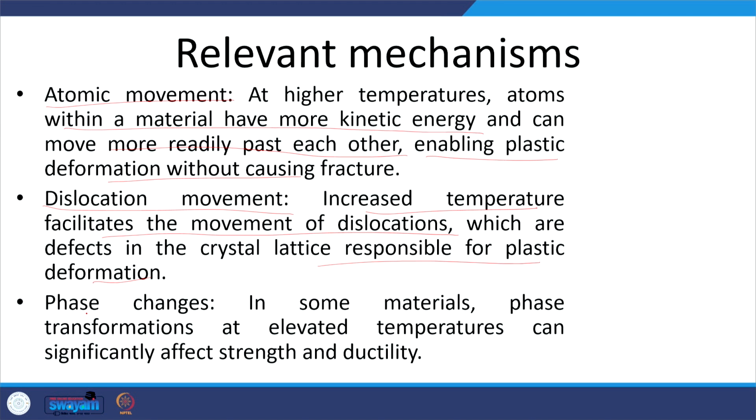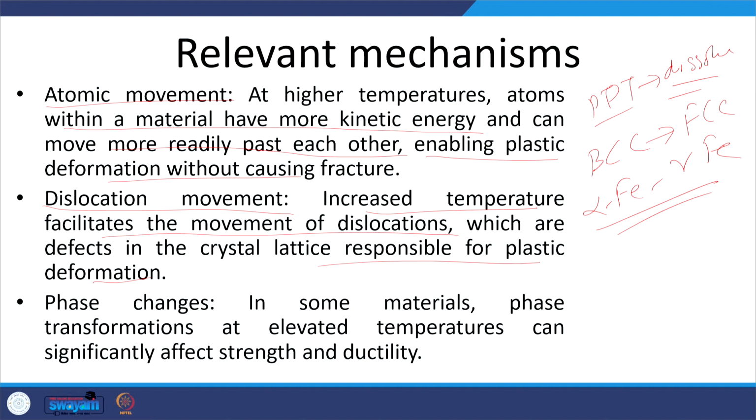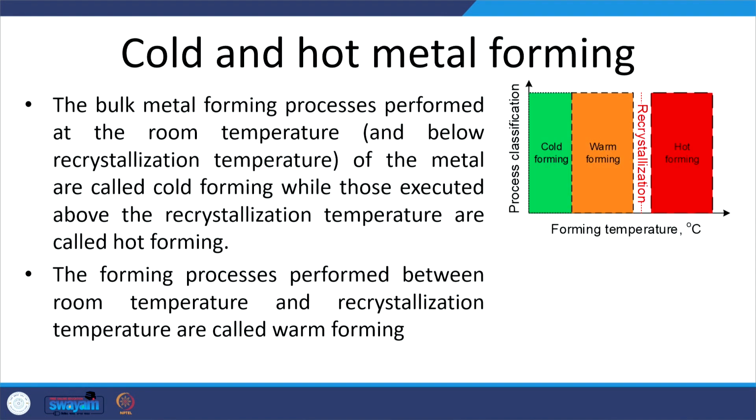And the phase change in some materials: the transformation of certain phases at elevated temperature also lowers the strength. That happens in multiple metal systems, where the crystal structure changes from BCC to FCC, or the phase changes from alpha iron to gamma iron. There are multiple kinds of phase changes which can occur at a higher temperature. Even a few precipitates present at low temperature may get dissolved at a higher temperature. These in turn reduce the yield strength and facilitate the deformation without cracking or fracture tendency.